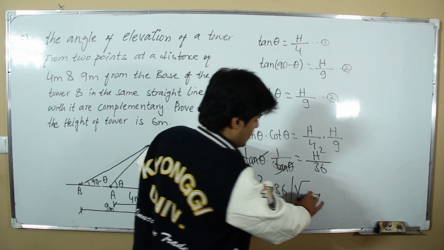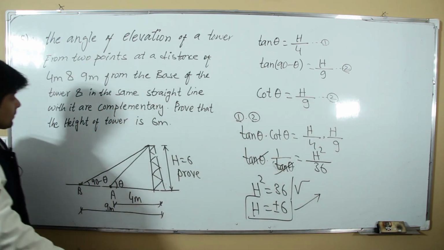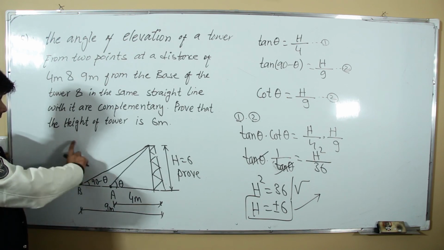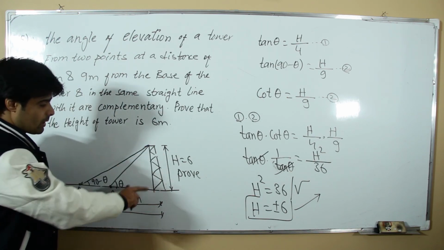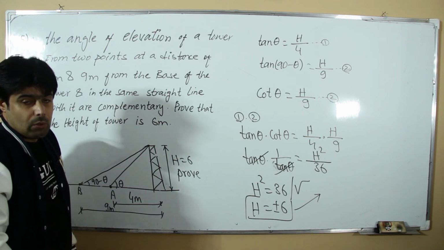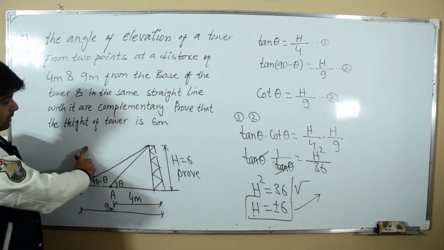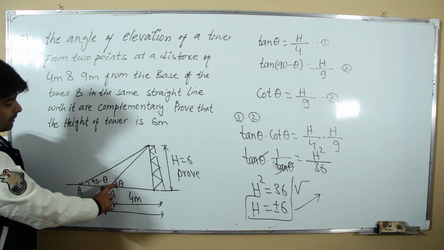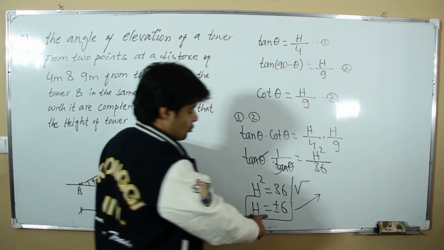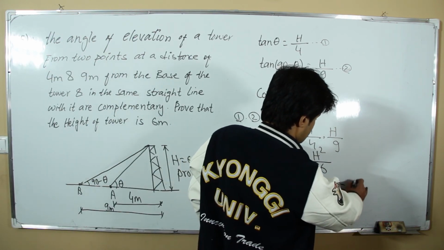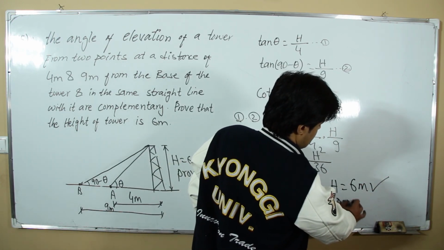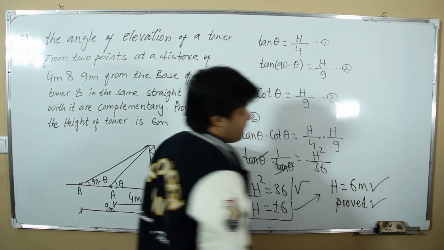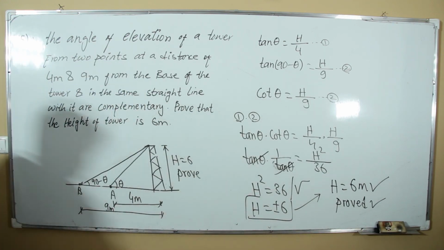Since h cannot be negative for elevation, but for depression it is minus. Why? H is located below your horizontal line, but this is an elevation angle. For the elevation angle, it should be positive 6. H is 6 meters. Hence, it is proved. I think you have got it. Write it, please.